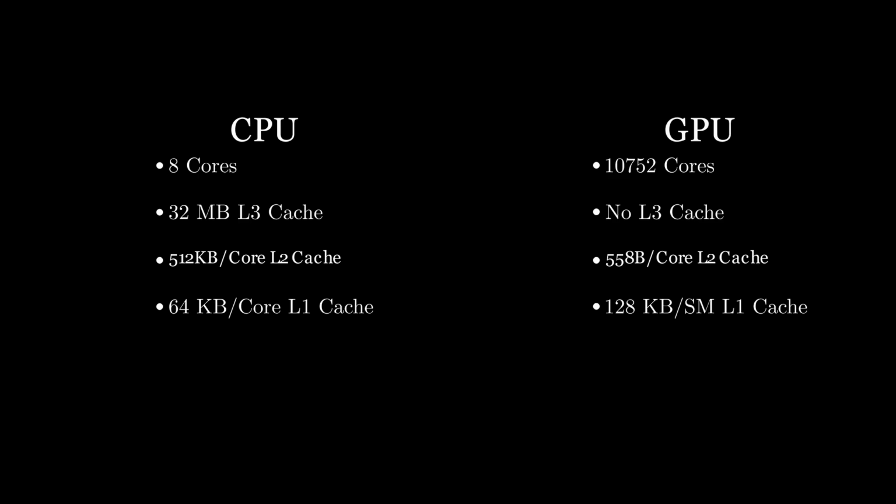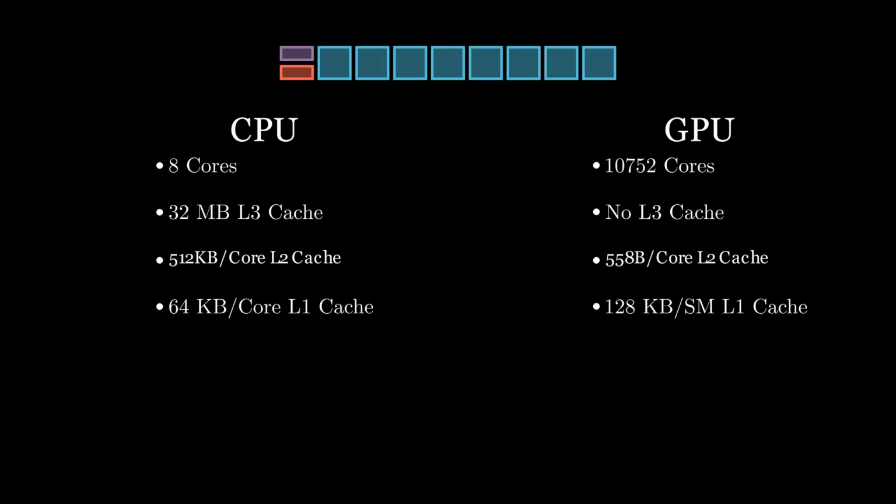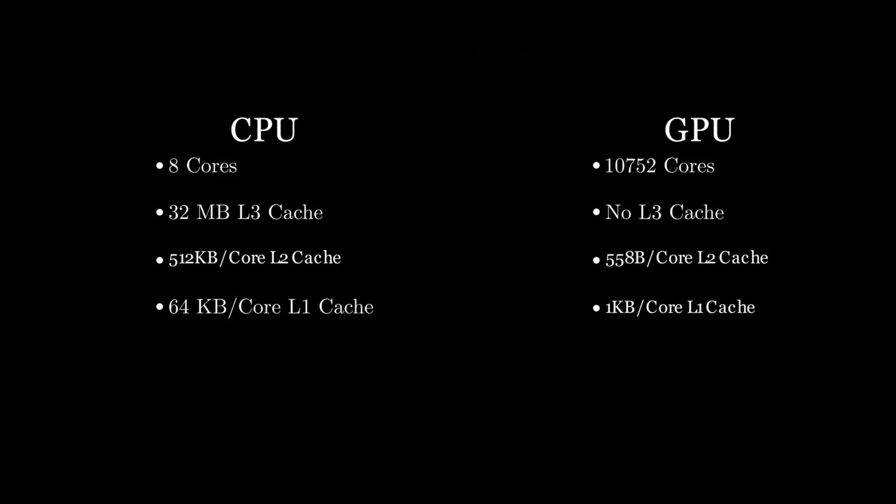L1 cache per streaming multiprocessor. You might wonder what this streaming multiprocessor thing is. We will discuss the details of it later, but for now, think of it as one row of connected cores in our diagram. In my GPU, a streaming multiprocessor consists of 128 cores, so that gives us 1 kilobyte of L1 cache per core.